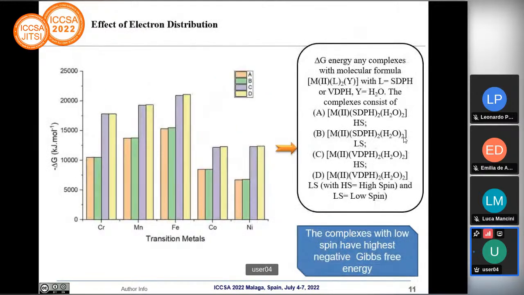So this is the effect of electron distribution. Electron distribution is like low spin and high spin. And then for the metals, the complex with low spin has the most negative Gibbs free energy. It indicates the complex is more stable than the other complexes, comparing high spin and low spin. So low spin is more stable than high spin. This is the molecular formula ABCD, so we can use the symbols ABC.